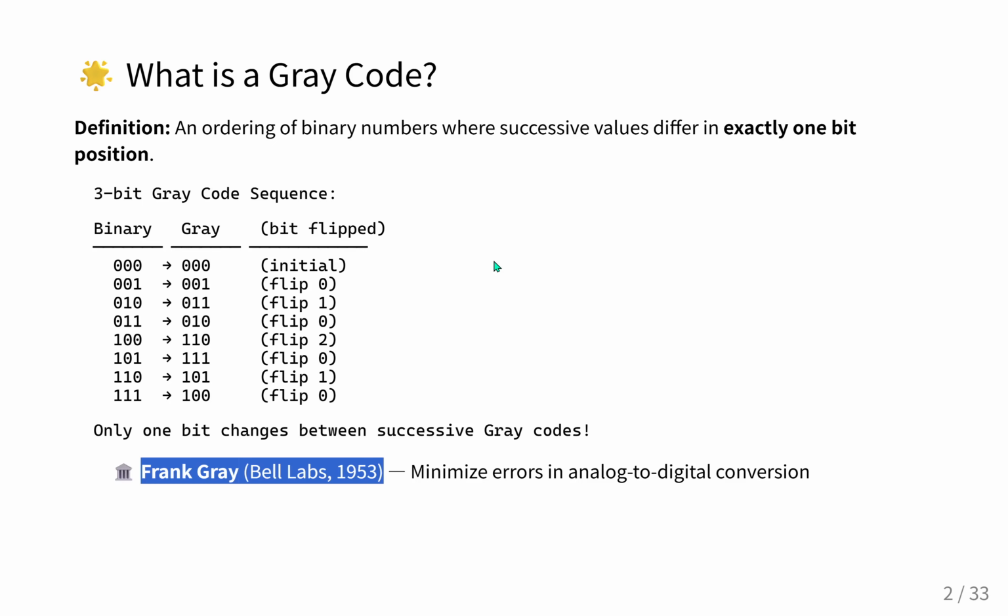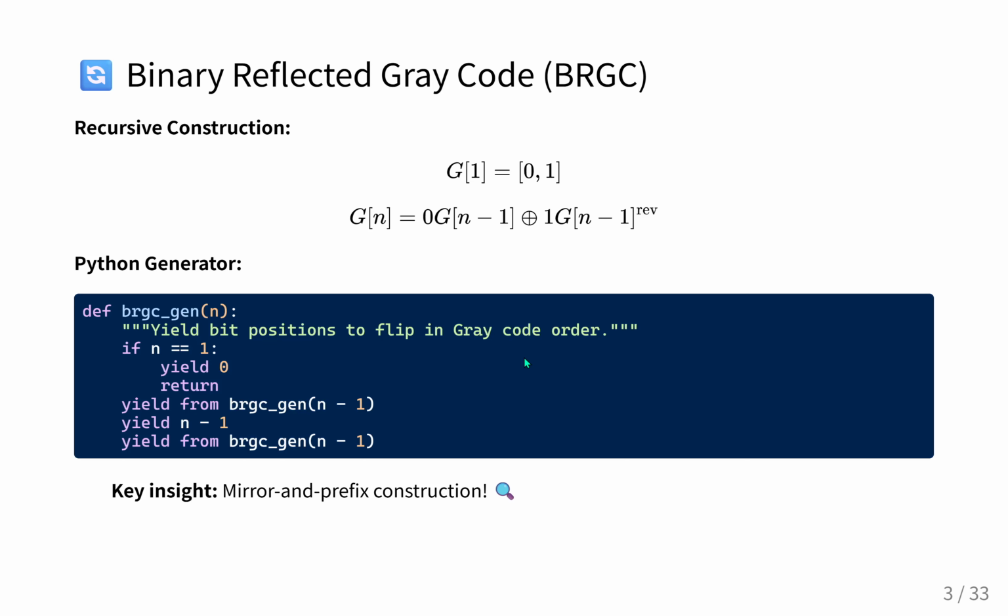It really is. If one switch flips even a fraction of a millisecond faster than the others, your system might briefly read 001 or maybe 111 before finally settling on the correct number. Oh, so you get these wild, incorrect, intermediate spikes that just corrupt the whole data stream. Exactly. It creates chaos. So Frank Gray's solution was to completely reorganize how the numbers were ordered in the first place. He created a sequence where successive binary values differ in exactly one single bit position.